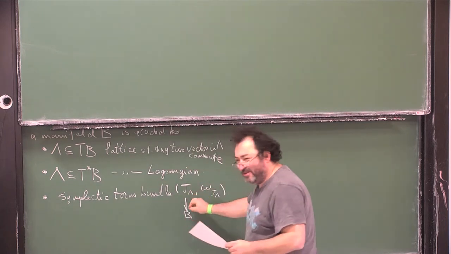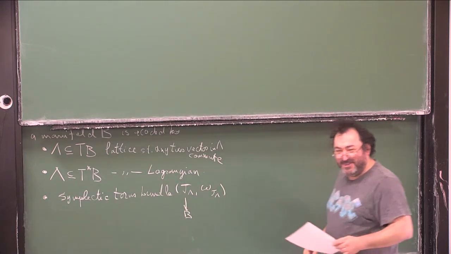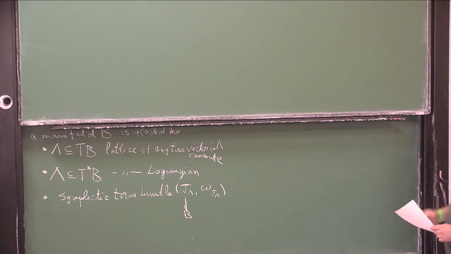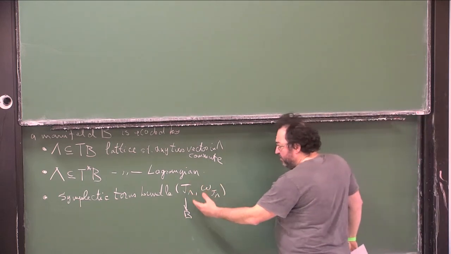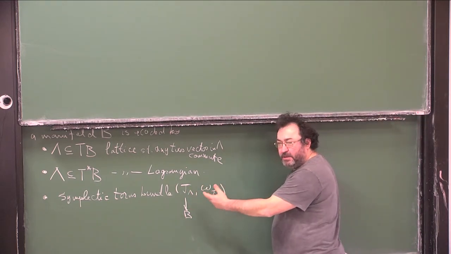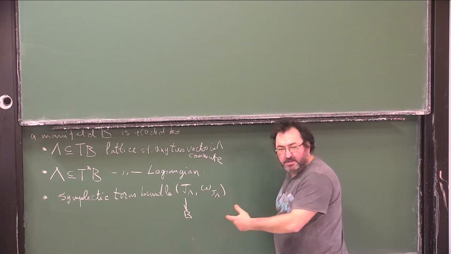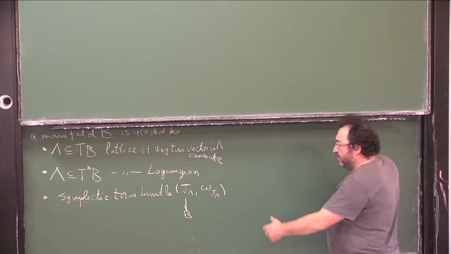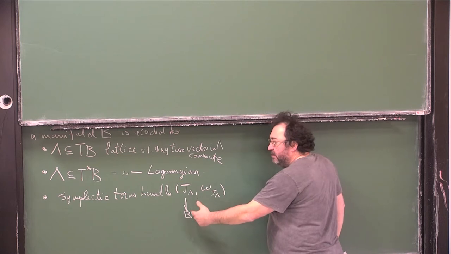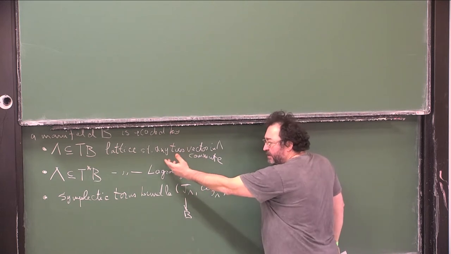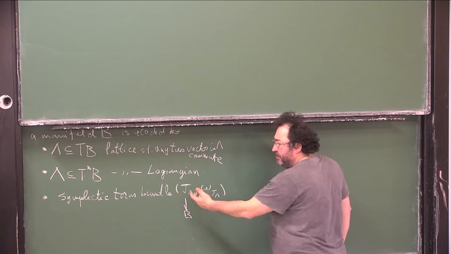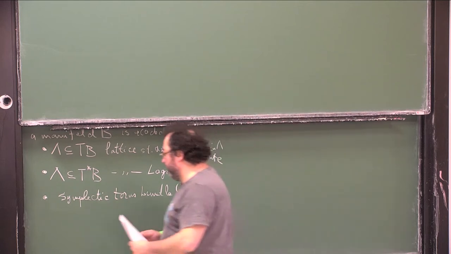So that's a torus bundle. Should I put two arrows here? No, it gets confusing. So it's a bundle of tori with a symplectic form, which is multiplicative. So it's the simplest type of symplectic groupoid, a symplectic groupoid integrating the zero Poisson structure. And conversely, if you have a symplectic torus bundle, you can recover the lattice as the kernel of the exponential map, if you look carefully into that.